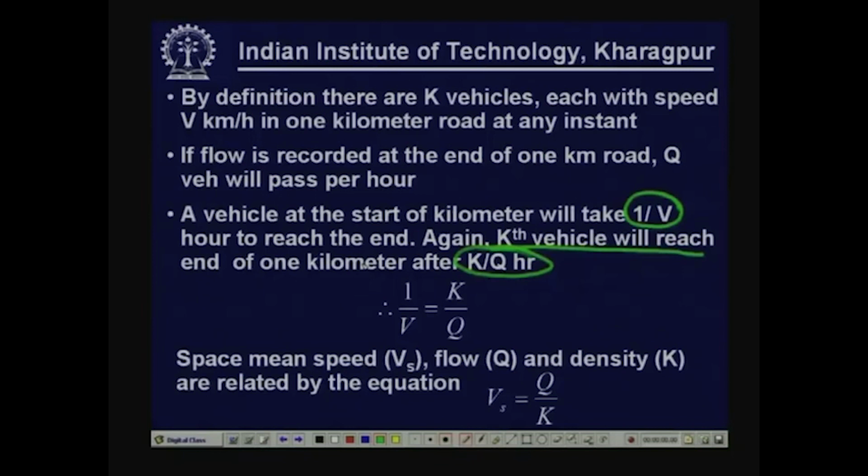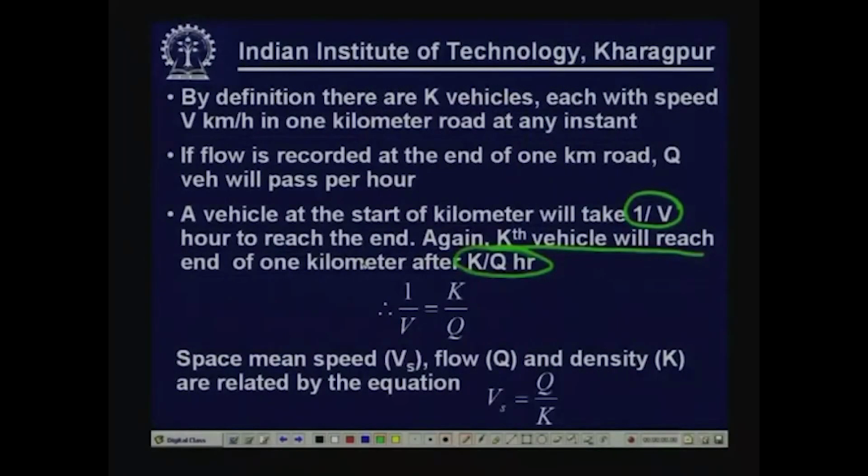And how much distance is it covering? You have k vehicles in 1 kilometer. So, essentially in k by q hour also it is covering 1 kilometer. So, therefore, one way we find that a vehicle will take 1 by v hour to reach the end, and the kth vehicle will also take k by q hour to reach the end. So, therefore, 1 by v equals k by q, and here you find q, the flow, equals speed, space mean speed, multiplied by the density. So, that way one can show this relationship.